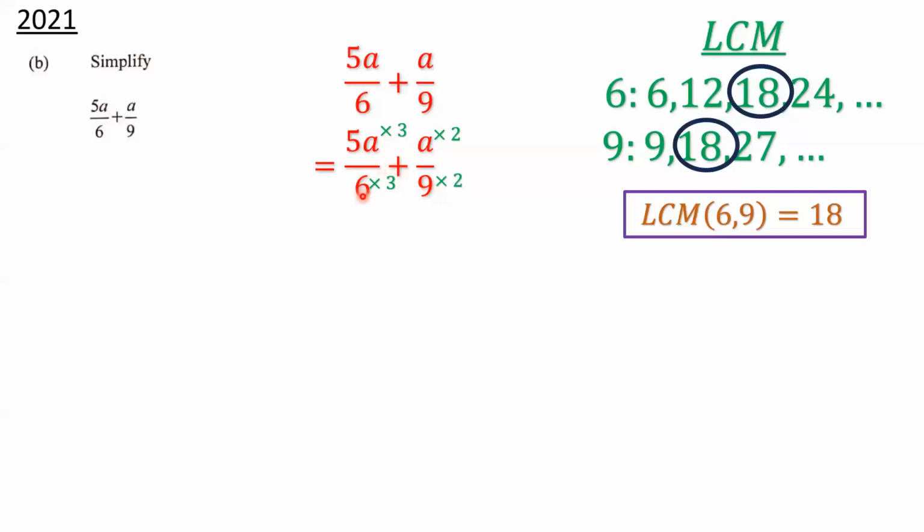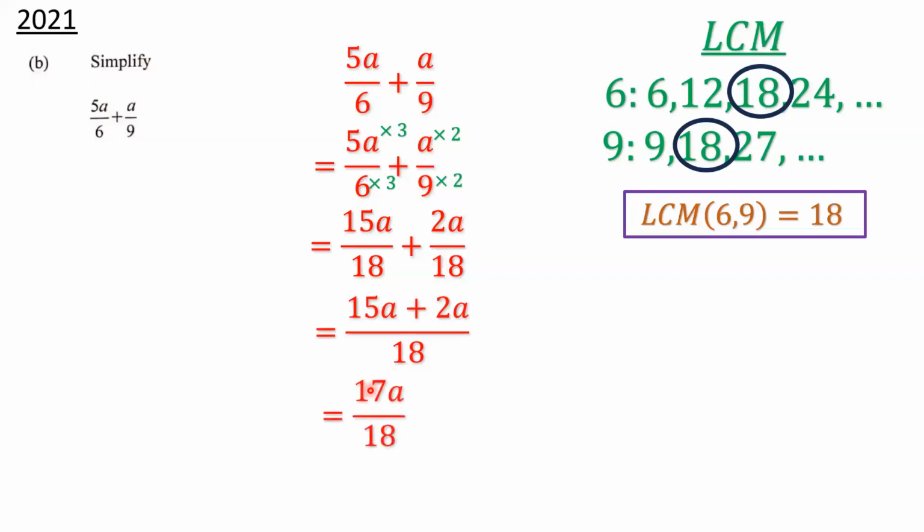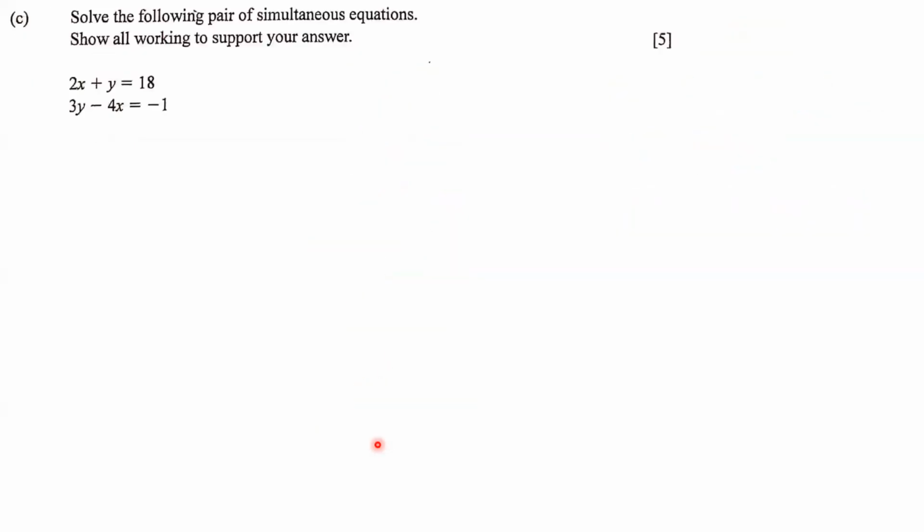Sorry, we have 6 times 3, which is going to be 18, and 5a times 3, which is going to be 15a. And then we have 9 times 2, which is going to be 18, and then a times 2, which is going to be 2a. And so we have 15a plus 2a, which is going to be equal to 17a, and we just have the 18 at the bottom. Moving on to the next question.